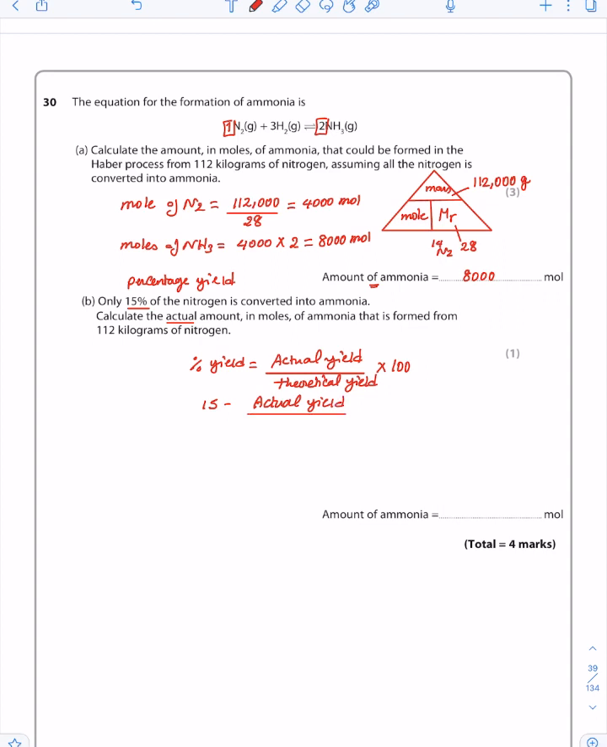And the theoretical yield, which we got from step A, is 8,000, times 100. So now we can say that the actual yield of ammonia is equal to 15 by 8,000 over 100. 15 by 8,000 over 100 gives 1,200 moles. So here the amount of ammonia is 1,200 moles.